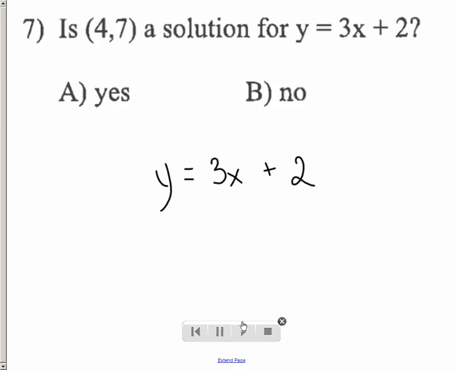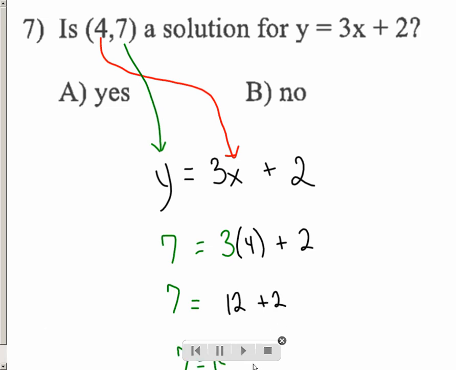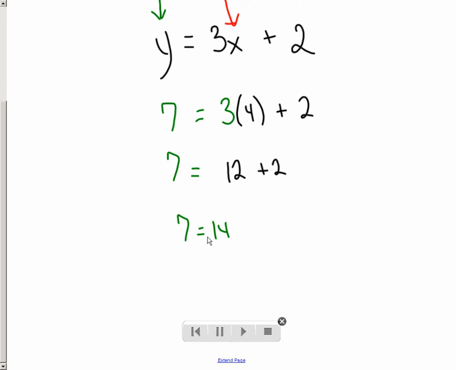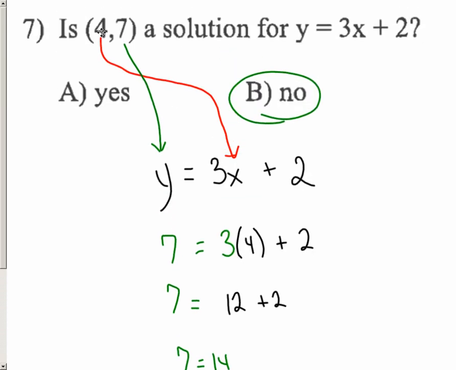For the solution, we just need to take this ordered pair and plug it into the x and y. So this is the x, 7 is the y. Now, once we plug it into the equation, since we don't have the graph, we're just trying to see, does it make it a true statement? 3 times 4 would be 12, and 12 plus 2 is 14. So 7 does not equal 14, so we know that, hey, this ordered pair is not a solution.